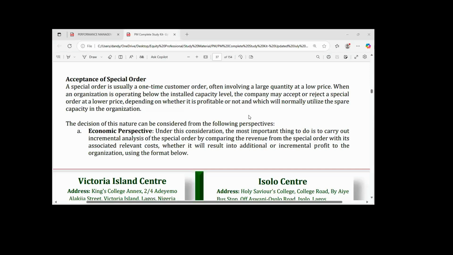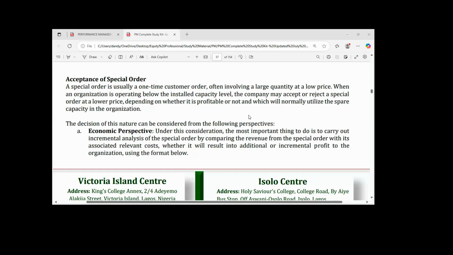Okay, the special order is a one-time customer order that usually involves a large quantity of a company's products, and it's usually available at a lower price relative to the company's final product price. Say, for example, the company's normal product is being sold for 100 naira in the market. The special order may be at, say, 90 naira. So 90 naira is lower than 100 naira. So that is one of the things you need to know as far as special order is concerned.